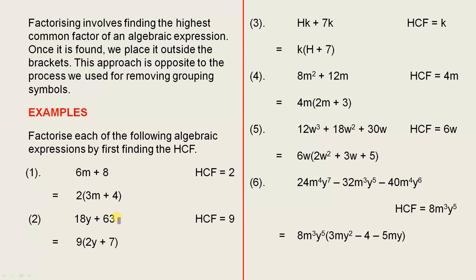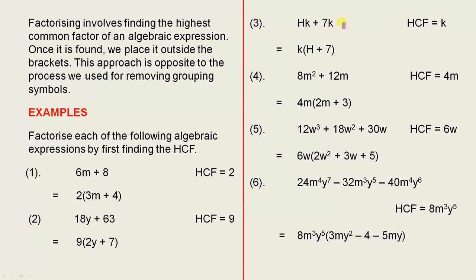Number 2 is 18y plus 63. The HCF is 9. That's easy to see. 9 is the highest number that divides into 18 and 63. We put 9 outside the brackets and we're left with 2y plus 7. When we expand, we end up with that expression.